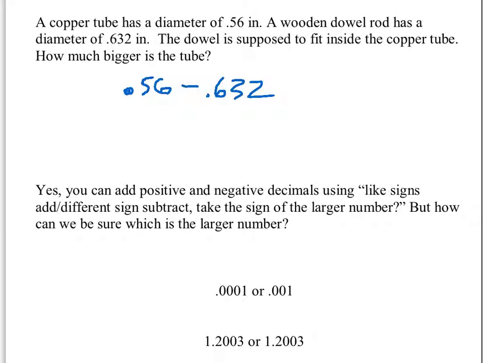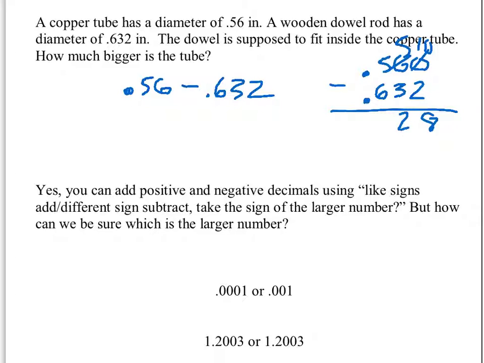Now, when I get ready to set up this subtraction, I'm going to set it up as we always do with any type of decimal problem. We start by lining up the decimal places, 0.560 and 0.632. I start going through my subtraction. I borrow, 10 minus 2 is 8, 5 minus 3 is 2. And then I run into this particular situation: 5 minus 6. What does this tell me about this particular problem?